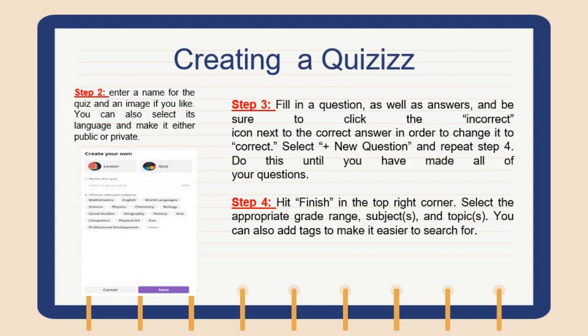Enter a name for the quiz and an image if you like. You can also select its language and make it either public or private. Fill in a question as well as answers and be sure to click the incorrect icon next to the correct answer in order to change it to correct. Select New Question and repeat the steps. Do this until you have made all of your questions.